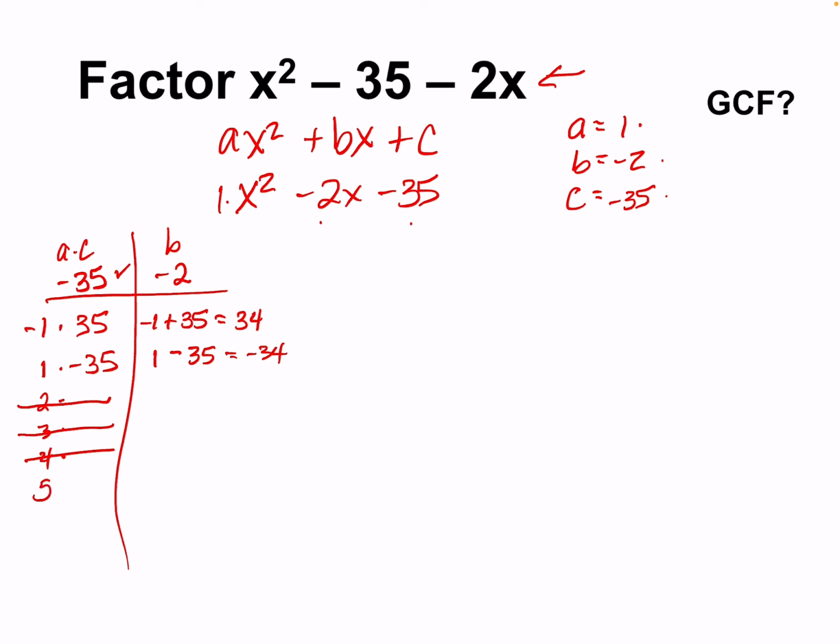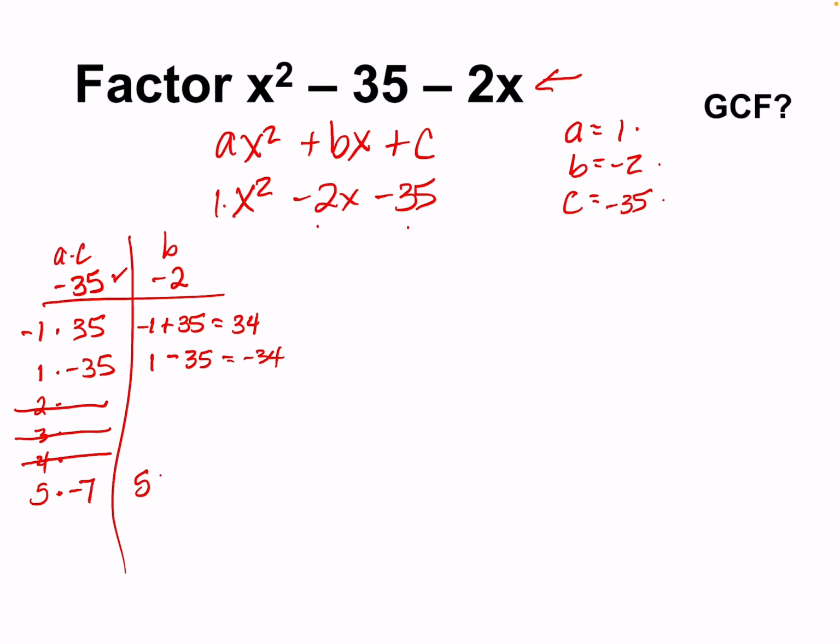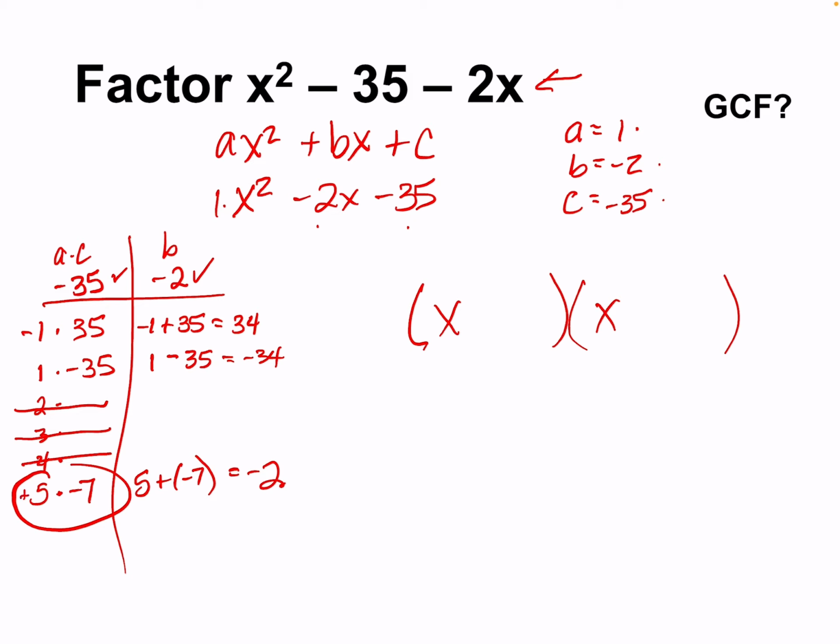Yes, it is. 5 times what gives me negative 35? That's negative 7. What's 5 plus negative 7? That gives me negative 2, and that's what we're looking for. Those are the two numbers we're going to use. So our answer should be x plus 5 times x minus 7. And folks always ask me, does it matter what order you put them in? No, it doesn't.